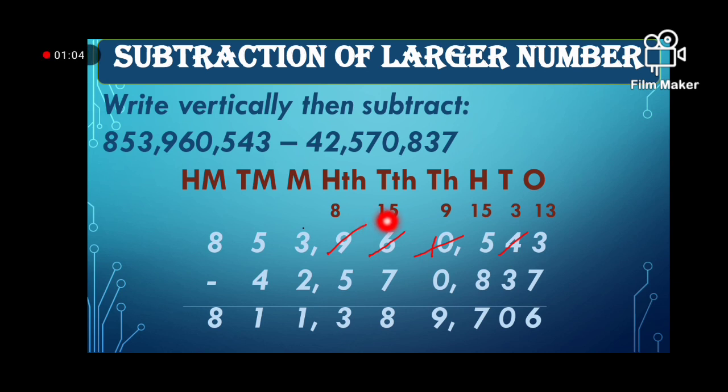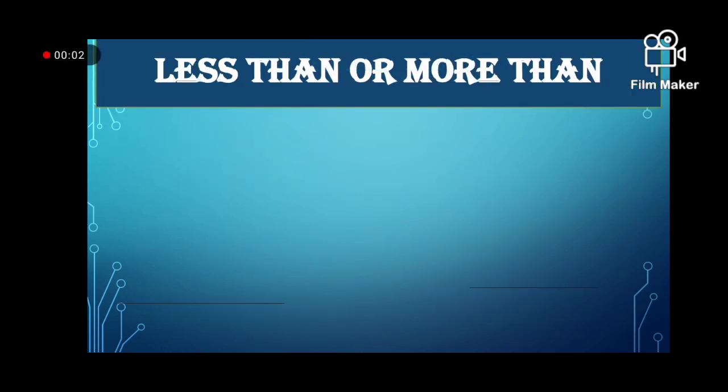Then 5 from 7, we can't subtract. We borrow from 9. 9 becomes 8 and this 5 becomes 15. 15 minus 7 is equal to 8. 8 minus 5 is equals to 3. 3 minus 2 is equal to 1. 5 minus 4 is equal to 1 and 8 as it is. So the answer is 811,389,706.